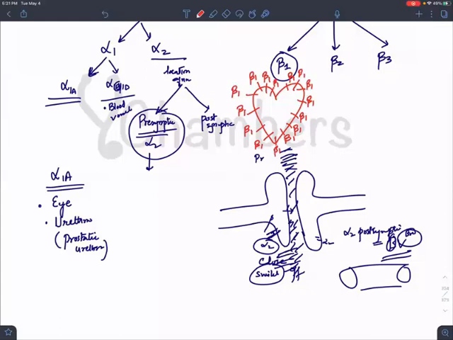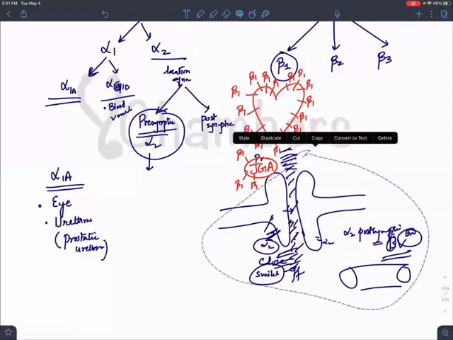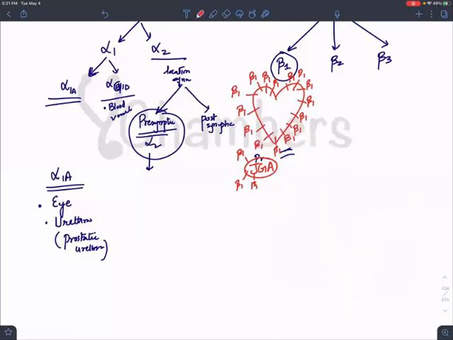Okay. And also write another example, juxtaglomerular apparatus. Juxtaglomerular apparatus, they also have what? Beta 1, beta 1, beta 1. I should remove this diagram here, okay? This synaptic. Fine. Understood? Now beta 2 is present where?